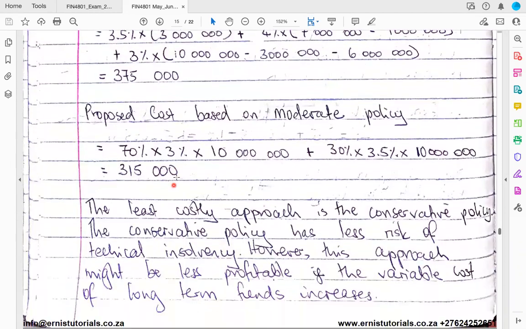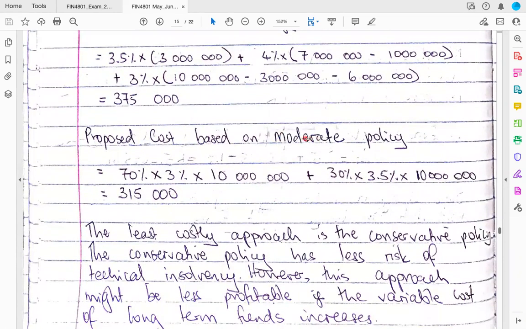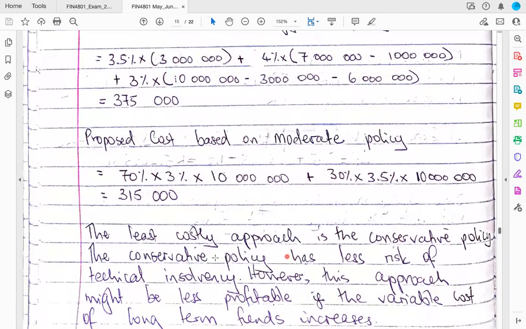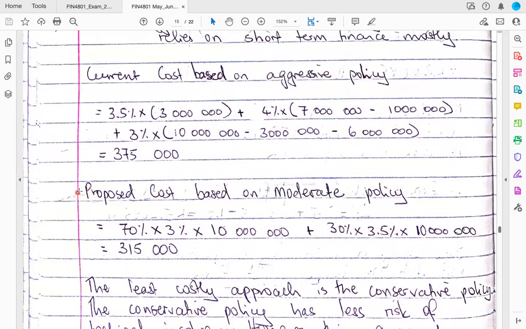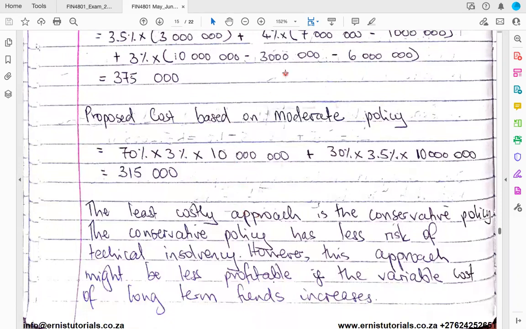Please note, I did use moderate policy, but you can just change this to conservative and then say conservative throughout. Or even if you say moderate here, just change this to moderate throughout. The question would still be marked correctly. The idea is that whatever we're doing here under proposed is going to be more conservative than aggressive. So whether we call it moderate or conservative, the professor will still understand what you're trying to say.